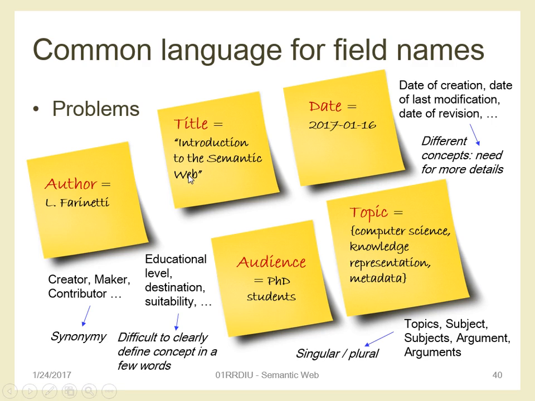For title it is quite clear, but when I say date, I need to add extra information, more details, because a date could be the creation date or the last modification date or the revision date or whatever. So I must be more specific. When I say audience, someone else could call it education level or destination or suitability. So I have to find a very clear way to define what I am talking about.